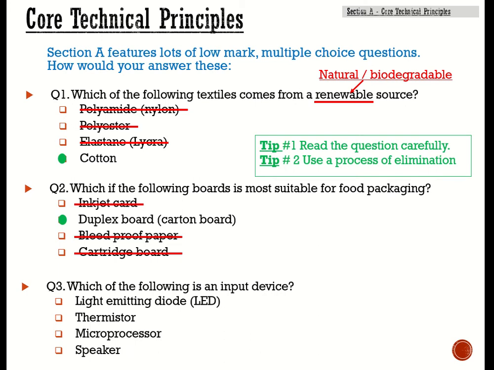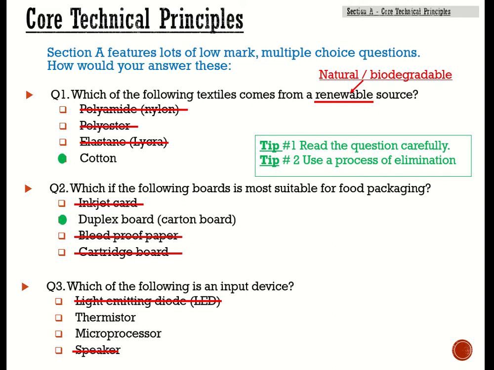Here's one final example. Which of the following is an input device? A light emitting diode. Well, if it's emitting light, that's an output signal, so it can't be that. Thermistor, maybe you're not familiar with words like that. Don't know what it is, we'll leave it for now. Microprocessor, I think that's something to do within a system. Not sure if that's an input though. And speaker, well, a speaker, again, that's making a noise, that's going to be an output, so it can't be that. So then you're left with thermistor and microprocessor.